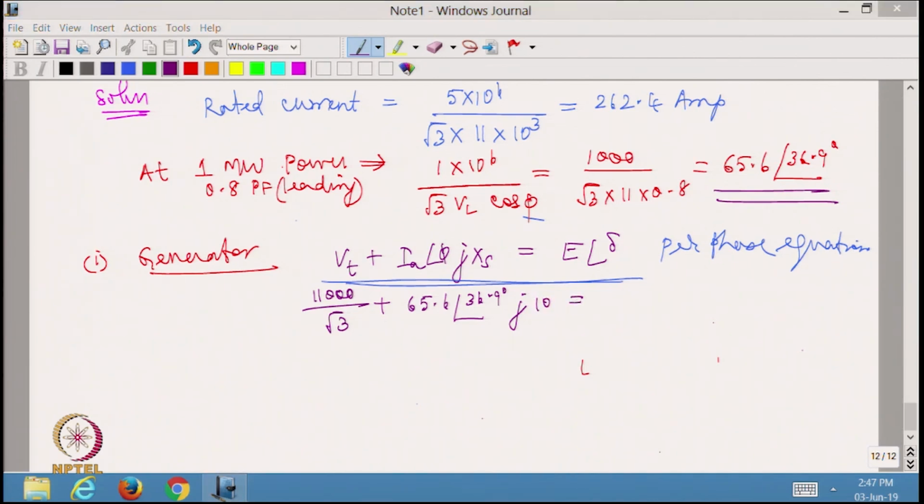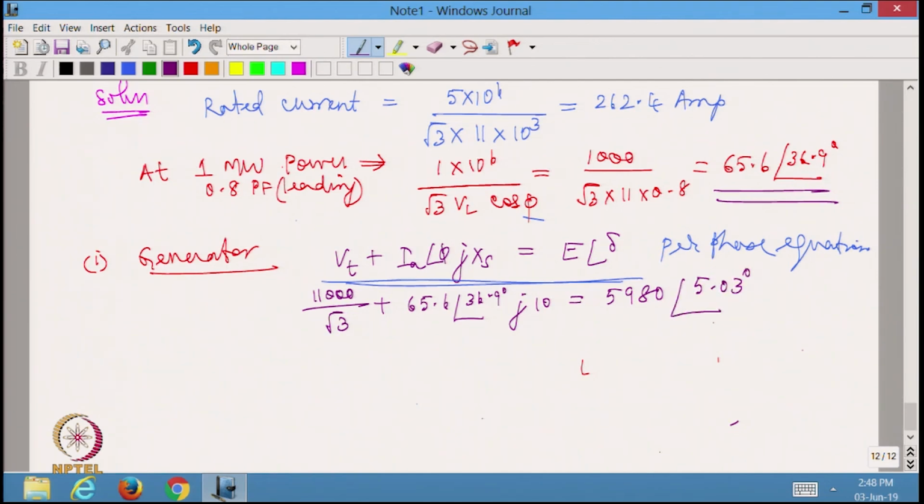This comes out to be, I think, 5980 angle 5.03 degrees. Please note, this is coming out to be plus, delta is positive. So, it is clearly generator operation. 5980 is smaller than this Vt, whatever we got. This 11,000 by root 3 is 6351 volts.